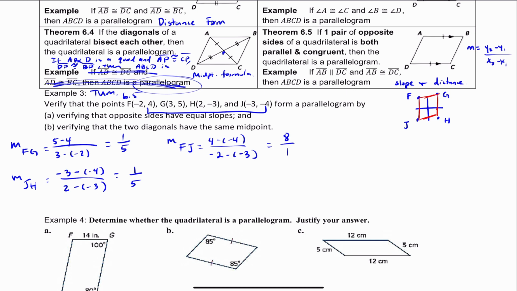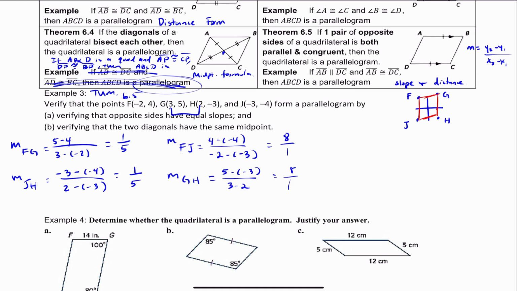And then I've got to figure out what GH is. So the slope of GH would be, again, (y2 - y1)/(x2 - x1), so (5 - (-3))/(3 - 2). Seems like that's 8/1. So I can see that these slopes are parallel just by looking at that, and these other slopes are also parallel just by looking at what I just calculated. Okay, that's great.